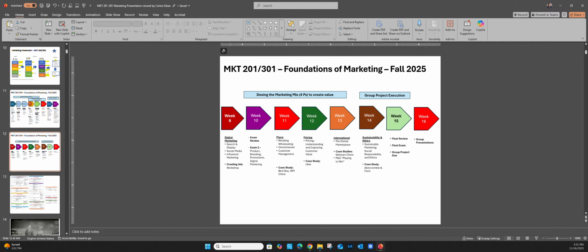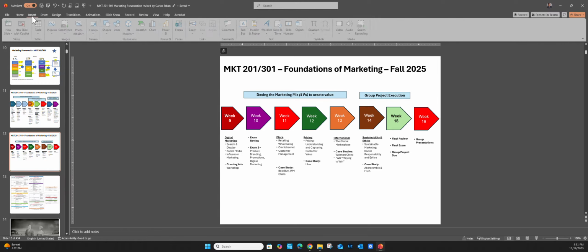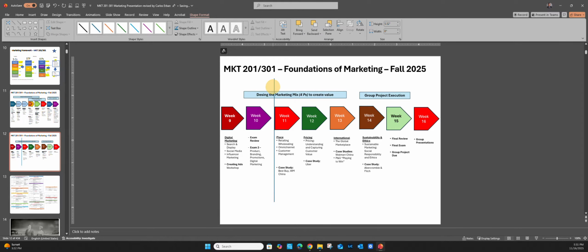So we had our exam, which was mainly digital and regular promotions. And here really is where exam 3 is. So exam 3, let's put something here so that it becomes very clear. Right, exam 3 is here. So exam 3 is basically from here on, right? So basically it is place, pricing, international.